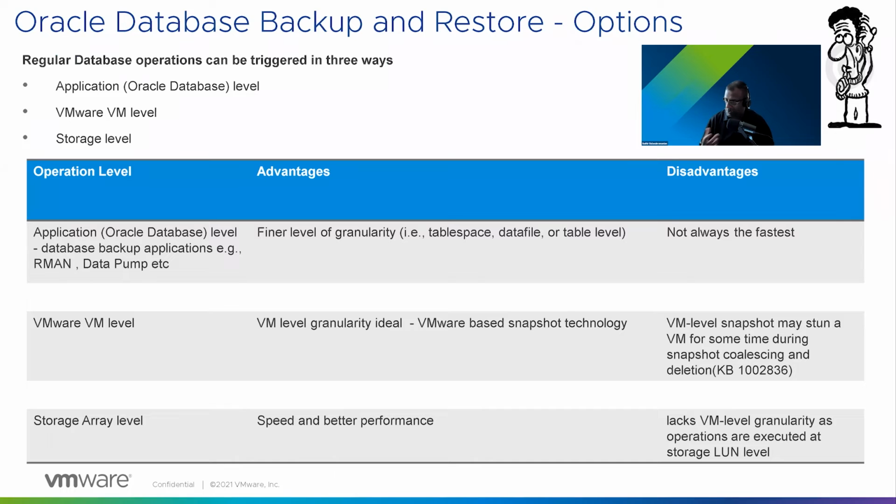But there's a KB article that talks about when we take a VM level snapshot and then coalesce or delete a snapshot, there's a bit of stun time for the virtual machine, and that will affect the Oracle workload or any business critical application workload running in the virtual machine. And last but not least, when we look at the storage array level snapshot, we all know the speed is the ultimate. The performance is great, but what it lacks is VM level granularity, because all of the operations are executed at a storage LUN level.